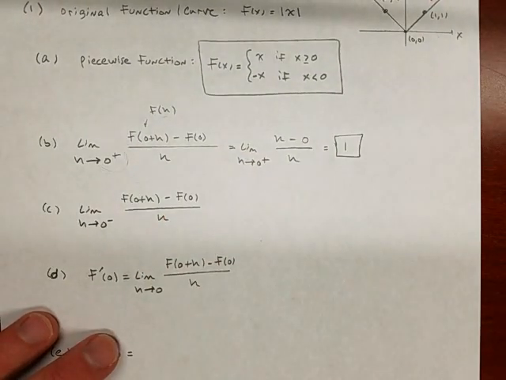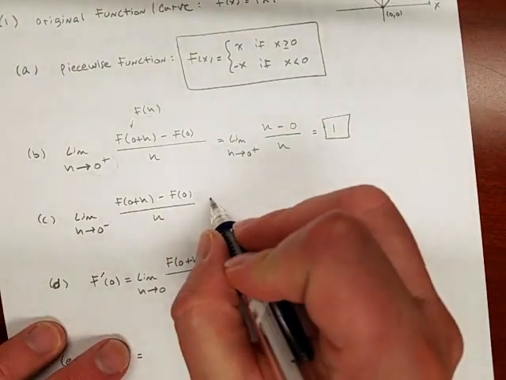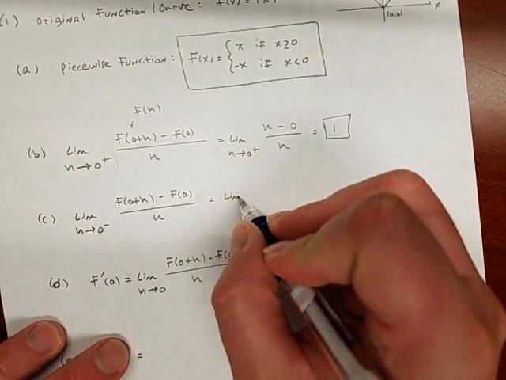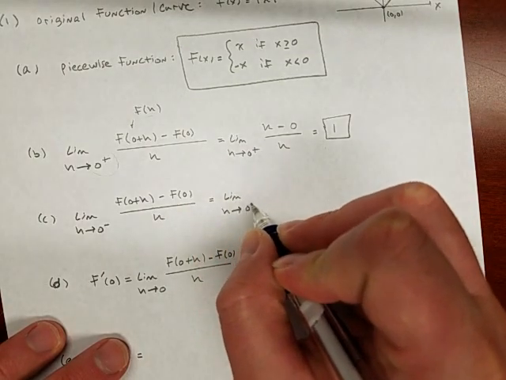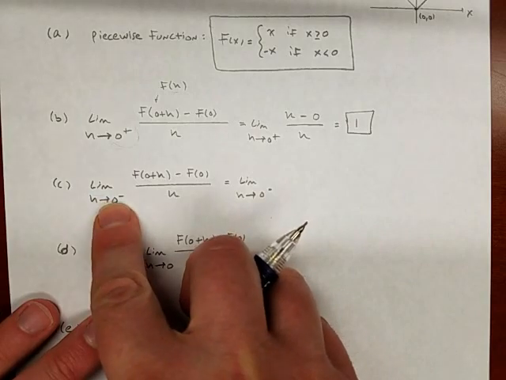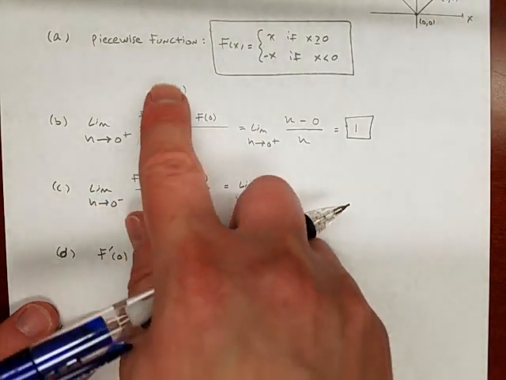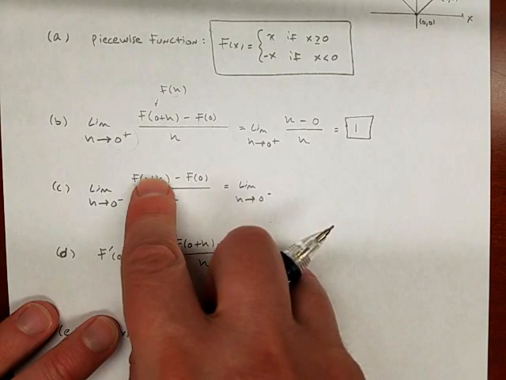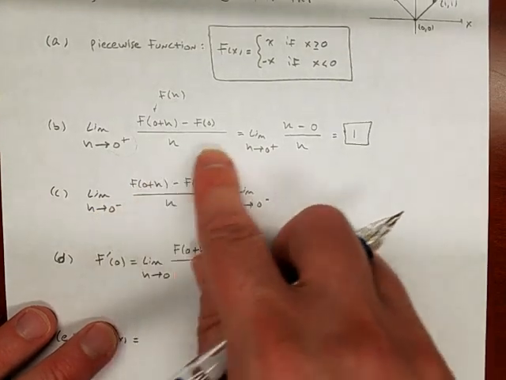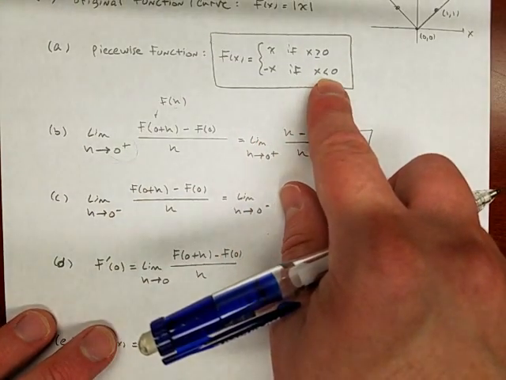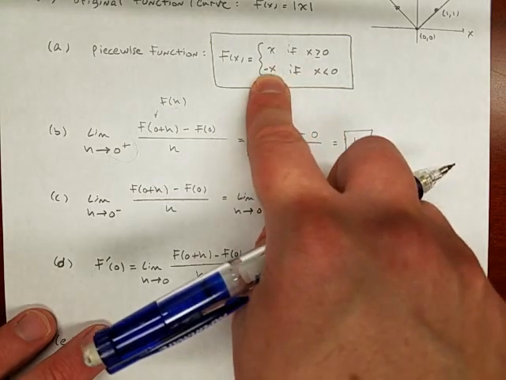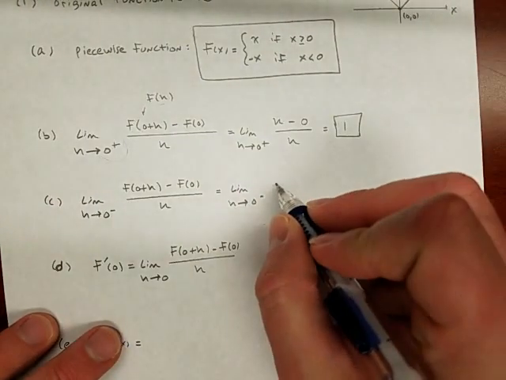What about the other one? What if h goes to 0 from the left? All right, so here goes. Limit as h goes to 0 from the left. If h goes to 0 from the left, that being f of h, well, h is a negative number. It fits this condition, so it goes there. Okay, so negative h.